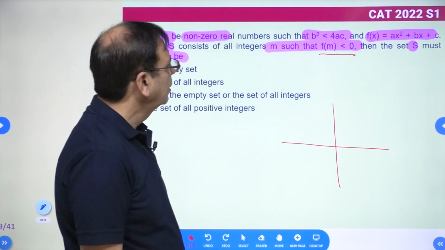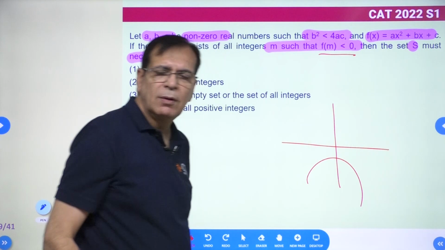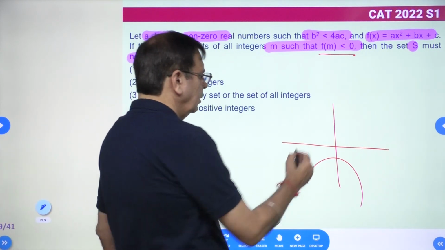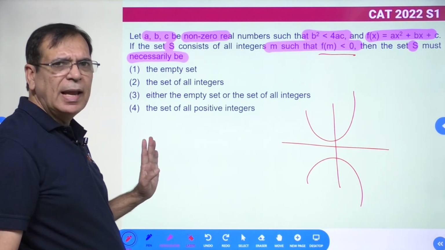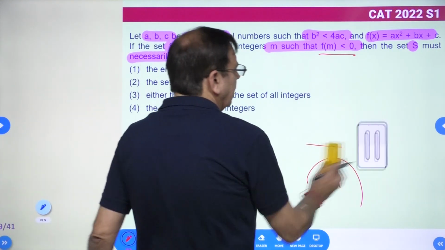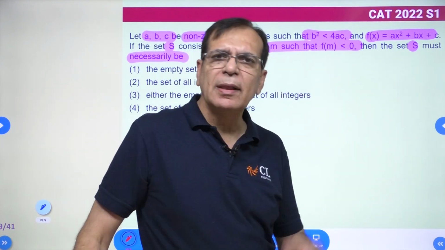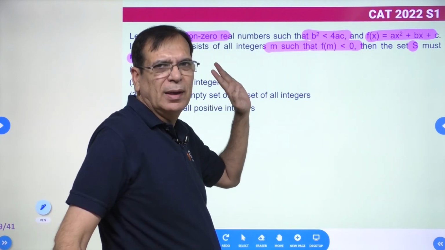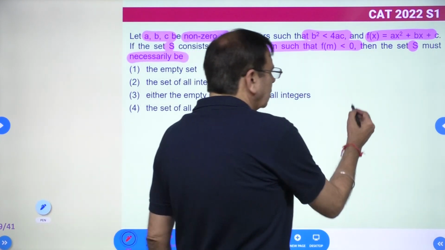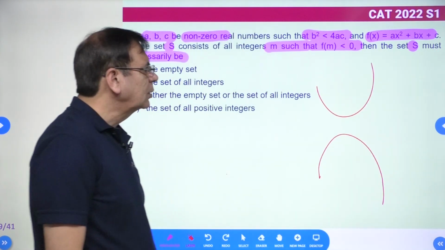If f(m) is less than 0, that means this kind of a graph. Effectively, when you look at this kind of a thing, f(x) equal to 0 means it's a quadratic equation where it is cutting the x-axis. This is telling me that it is not cutting the x-axis. That is all it is telling me. So it is either like this or like this, but definitely not cutting the x-axis.